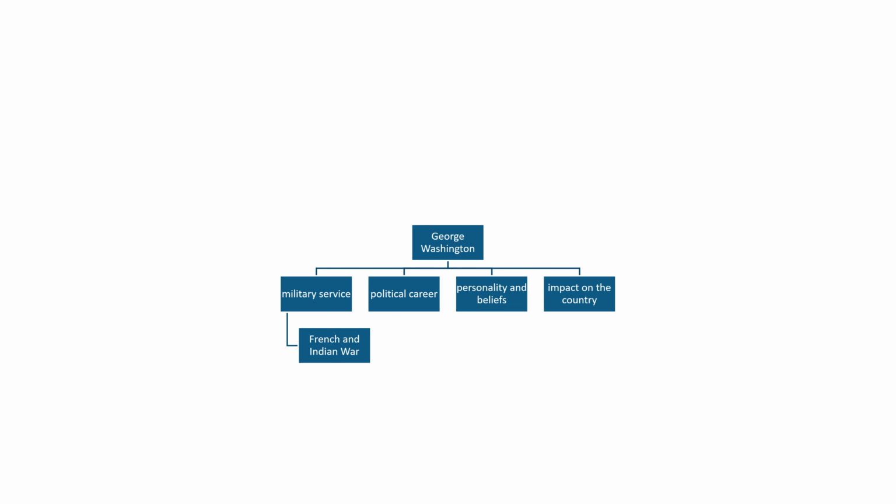When you take the topic George Washington and add the topic military career, you get the subtopic George Washington's military career. If George Washington's military career is still not specific enough for you, you can add another topic to it. For instance, the French and Indian War, where George Washington first made a name for himself as a military leader.